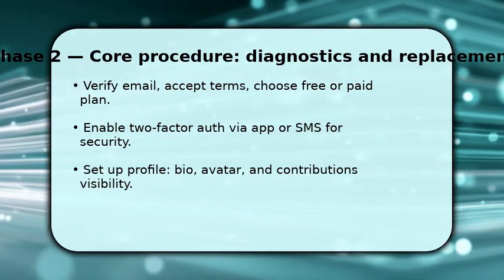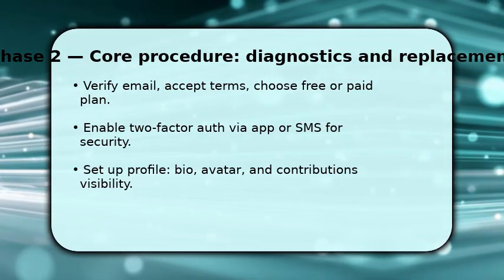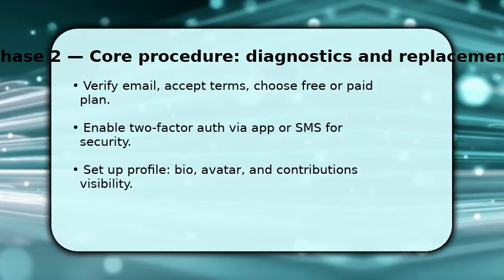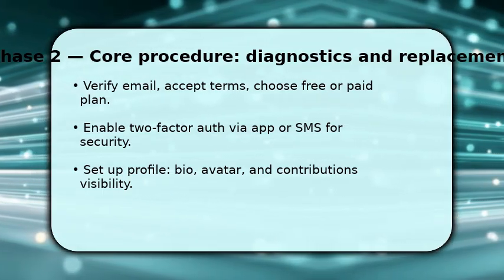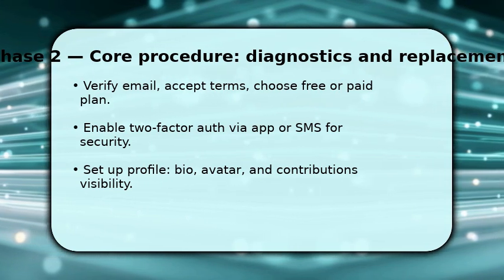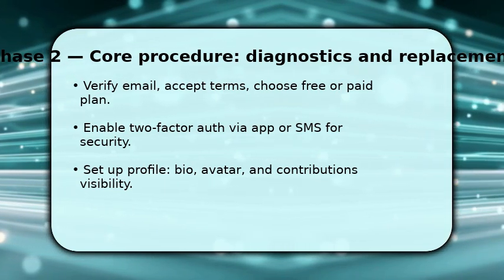After that, complete profile fields. Display name, bio, and avatar because they help collaborators trust you. Once done, review notification and privacy settings to control emails and contribution visibility, which affects discoverability.